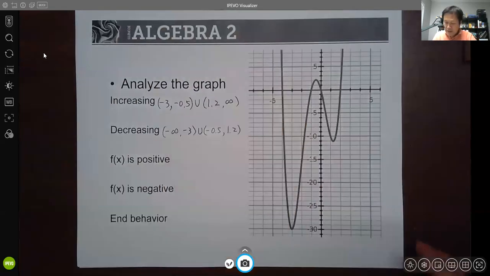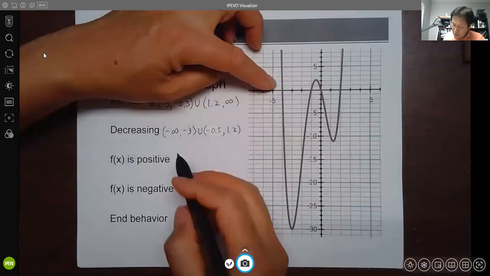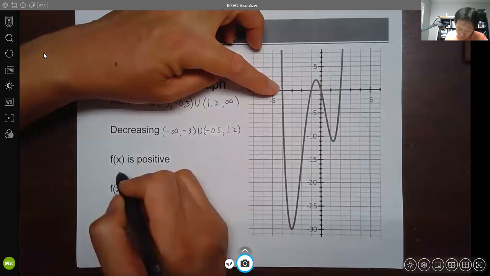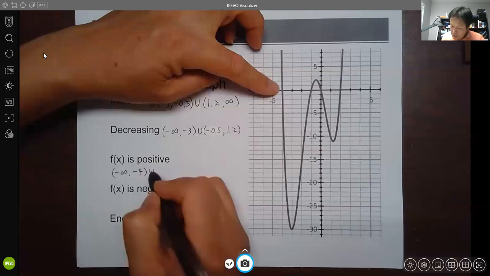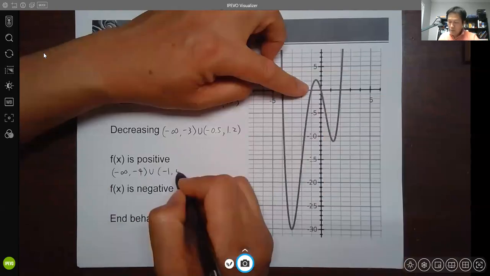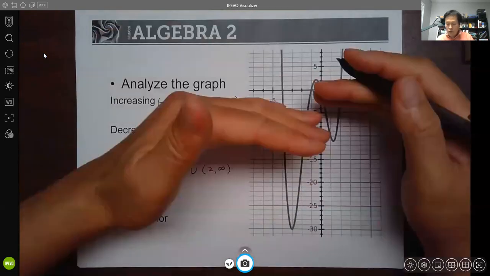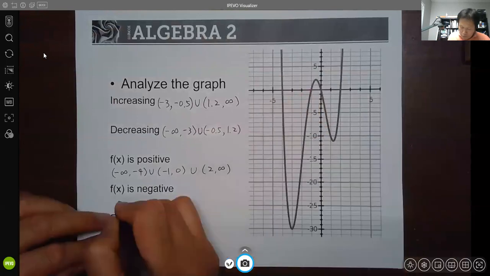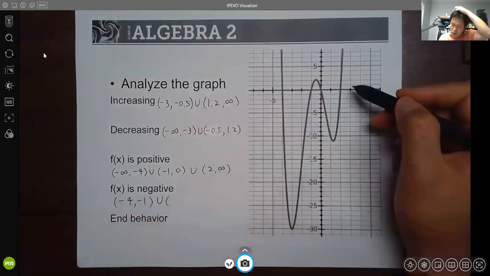Positive, above the x-axis right here, which is what? Minus infinity to minus 4. Positive right here, which is minus 1 through 0. Positive right here, 2 through infinity. Negative, below, here to here. So minus 4 to minus 1, union with 0 through 2.